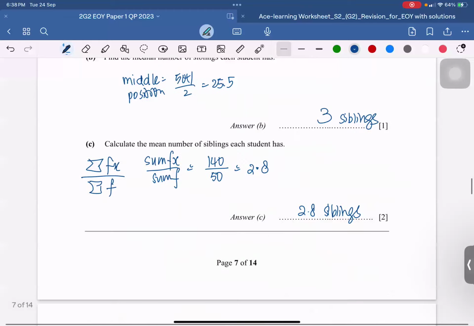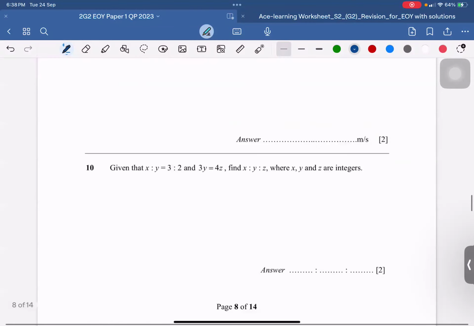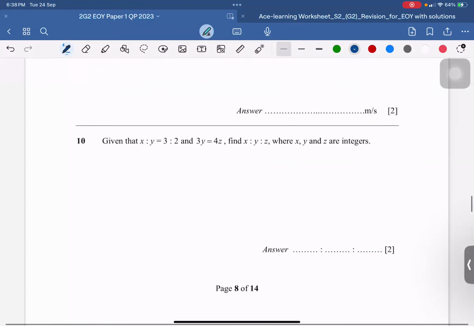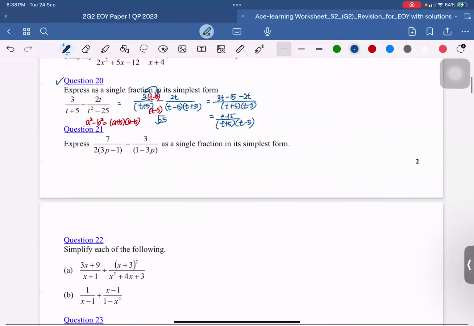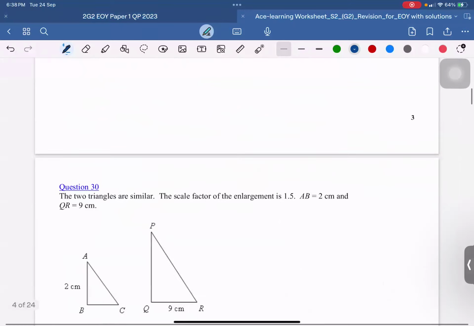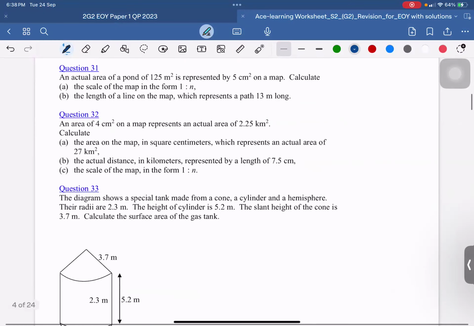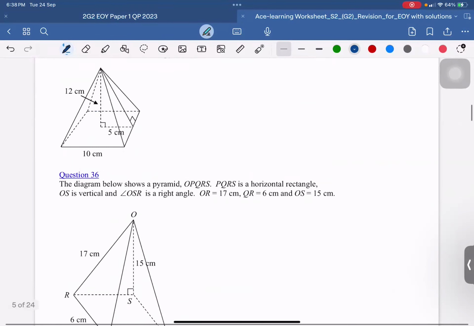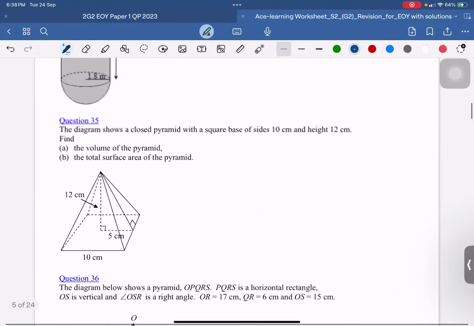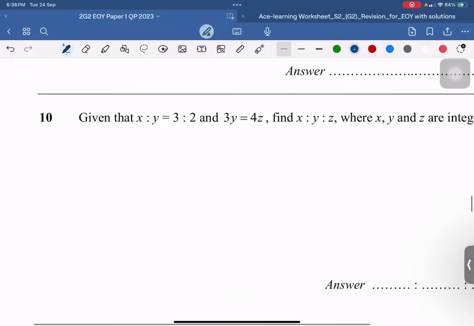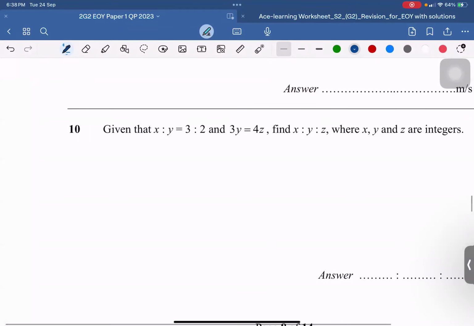Okay, so this one is distance, speed, time. I'm not going to go through it. Ratio, you all know how to do. As long as the ratio has algebra, I must highlight this one. I think it's question 10. Yes, it has algebra. If the ratio has algebra, you must write it in terms of a fraction.